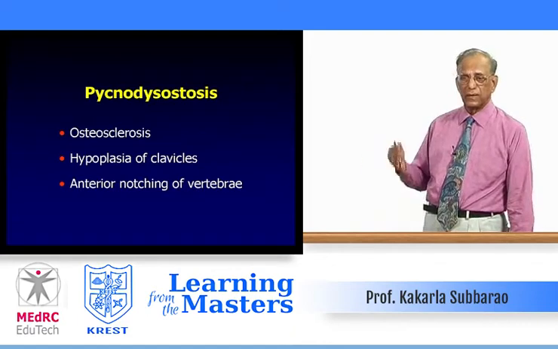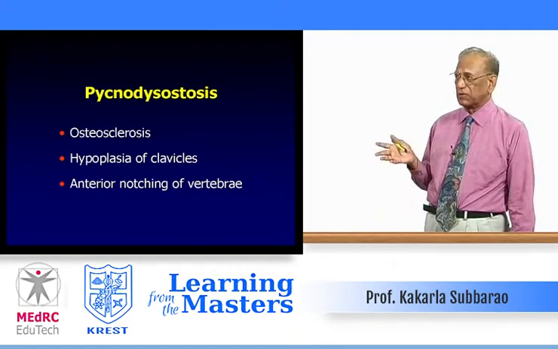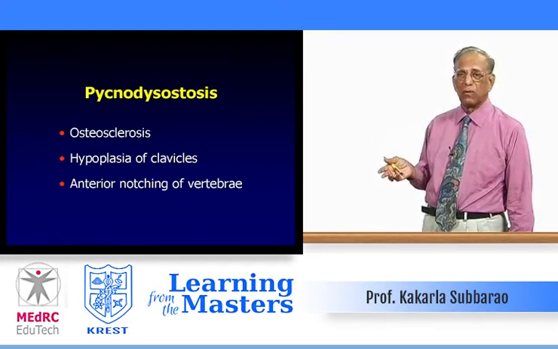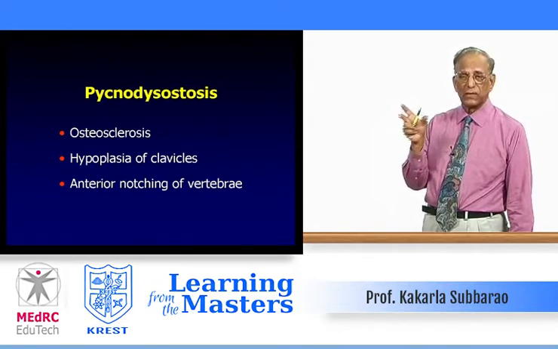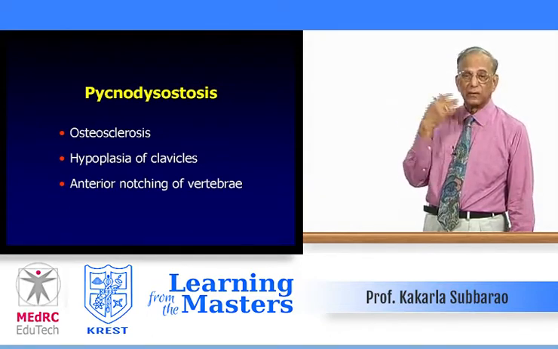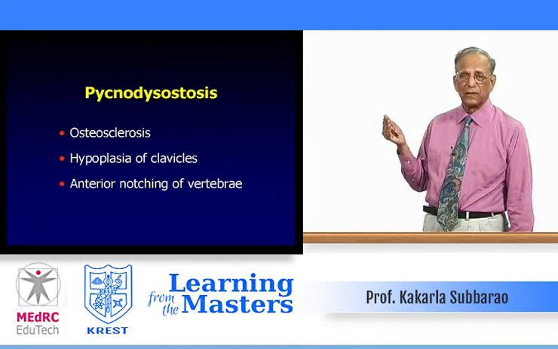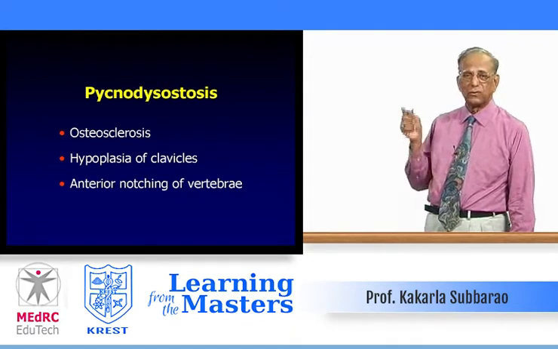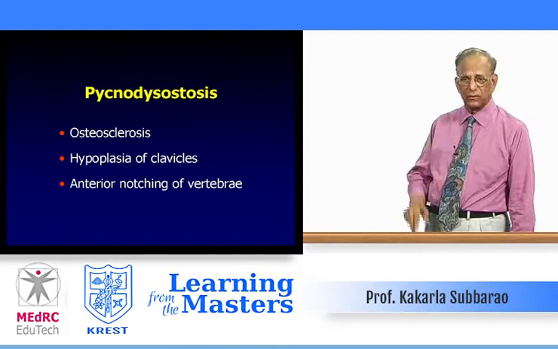And then next comes pycnodysostosis. There is osteosclerosis, but there is hypoplasia of the clavicles, which you do not find in marble bone disease. So in a radiograph of the chest, if you see hypoplasia of the clavicles, although there is diffuse density of the bones, you still have to diagnose pycnodysostosis. In the thoracic spine, there will be anterior notching of the thoracic vertebrae.